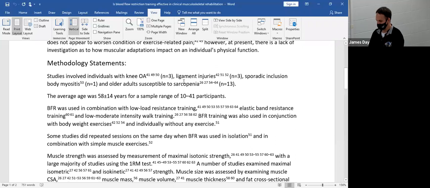Now, here's one describing subjects. Studies involved individuals with knee osteoarthritis, ligament injuries, sporadic inclusion body myositis, and older adults susceptible to sarcopenia, right? In this case, they really wanted to emphasize this. This is a systematic review and a meta-analysis. So because of that, they included the actual number in case you can't count the sources.